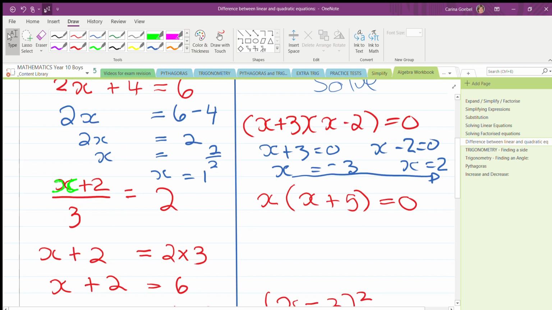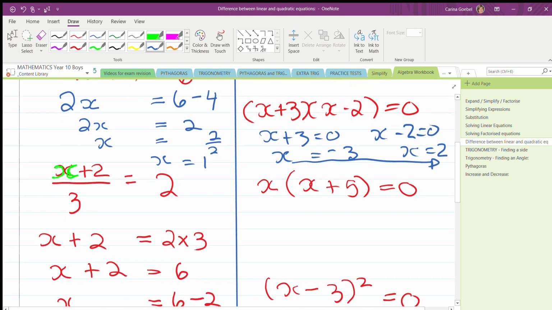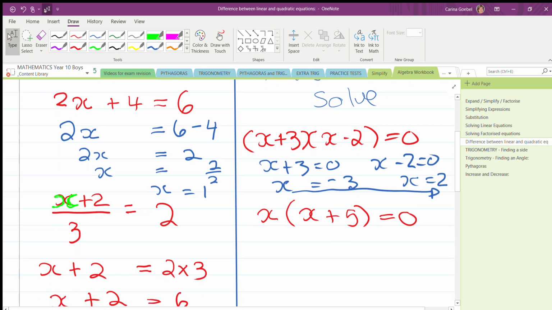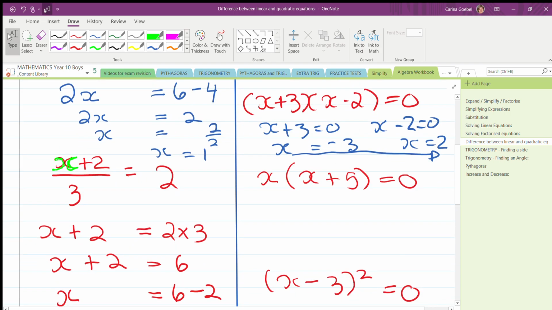Looking at the next one, we're all tempted to multiply out these brackets, but we want it in a factorized form. Factorized equal to 0. It is factorized. So that means x is equal to 0 or x plus 5 equals 0. Therefore, x is equal to negative 5. And you have your two solutions over there, 0 and minus 5.